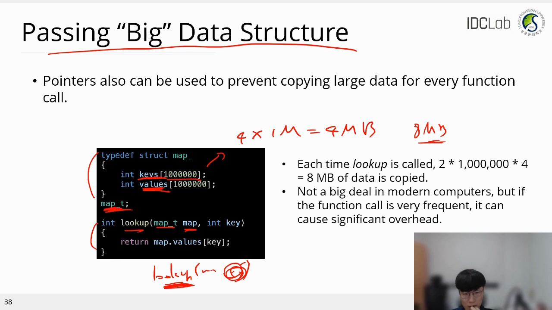But if you take a look at the body of the function, the map variable doesn't change. So we only read some values from it without changing it. So for this purpose, you don't need to copy the entire data structure to the function code. But by just passing the pointer to this variable, you can reduce the overhead for copying.